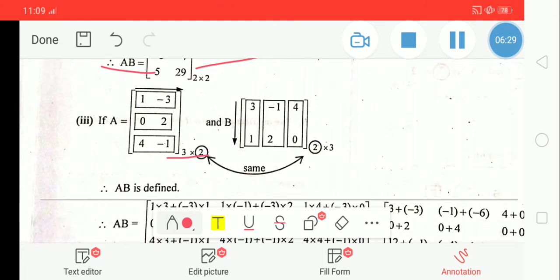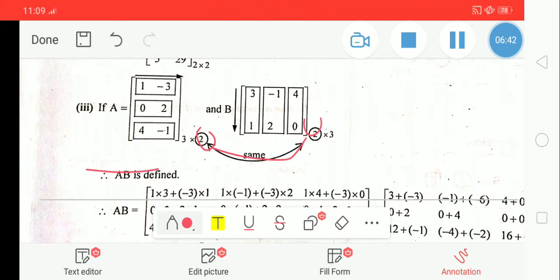Now here a 3 cross 2 matrix and a 2 cross 3 matrix. Here in the first matrix there are 2 columns and the second matrix has 2 rows. So they are the same. So AB is defined.